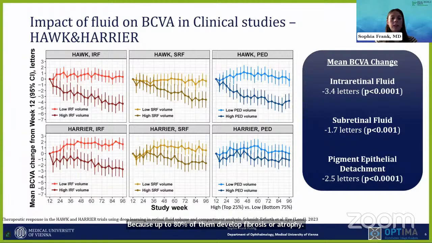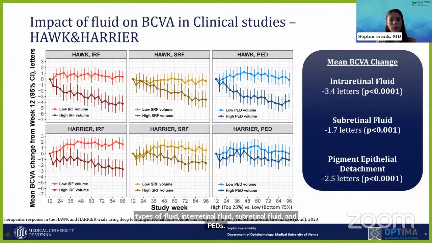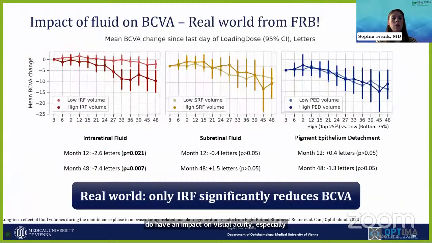We know from clinical trial analysis that all 3 types of fluid, intraretinal fluid, subretinal fluid, and PEDs, do have an impact on visual acuity, especially intraretinal fluid in this analysis. But when we actually look at the real world, in this real world analysis from the FRB, the Fight Retinal Blindness Registry, we can see that only intraretinal fluid had a significant effect on BCVA. So why do we have these differences with our data?